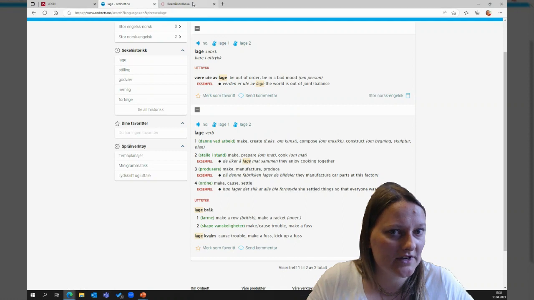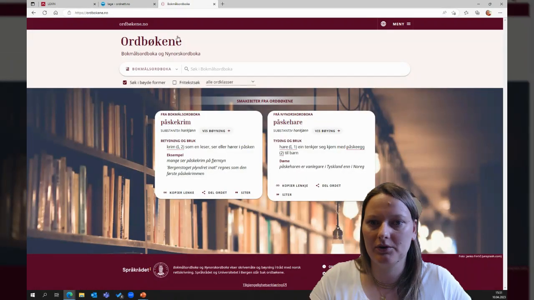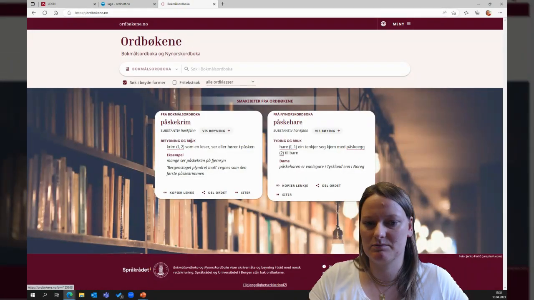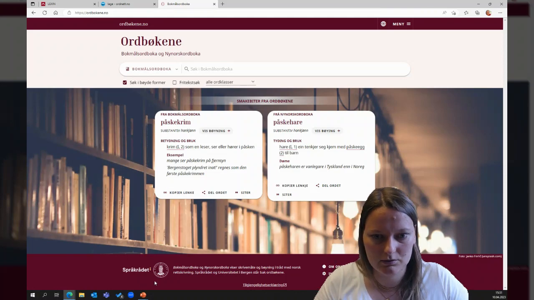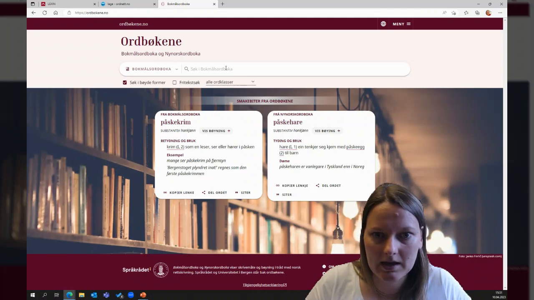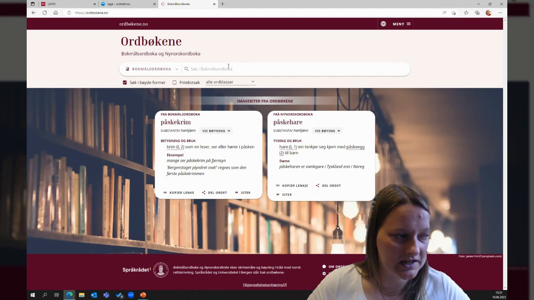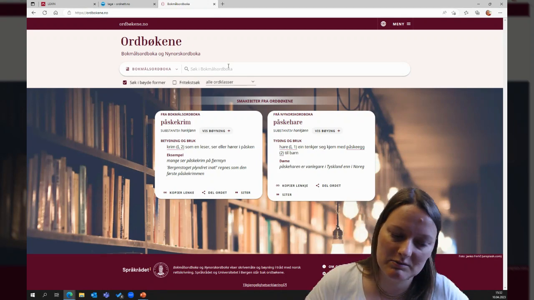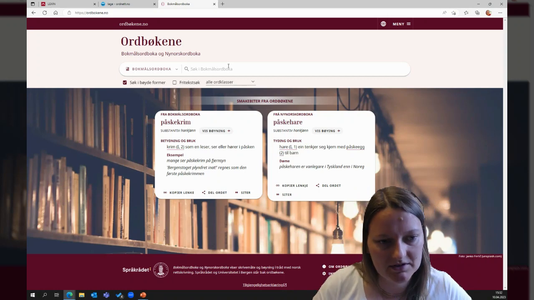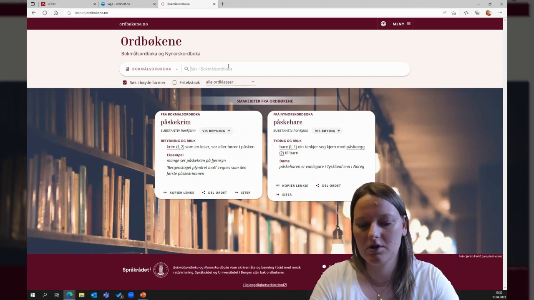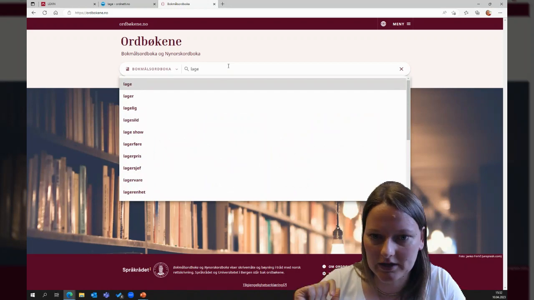So there's another dictionary, and that is ordbøkene.no. And this dictionary is made by Språkrådet and Universitetet i Bergen. And also here you have to remember that you have to use the infinitive for verbs, the masculine form for adjectives, the indefinite singular forms for nouns, and so on. So also here, let's look up the word lage.